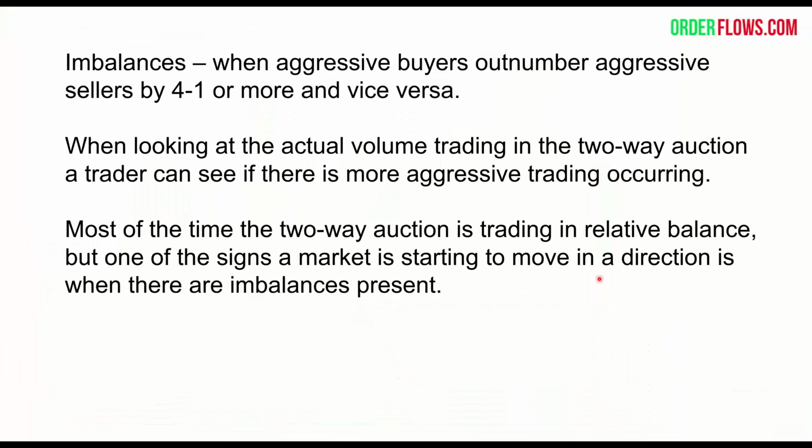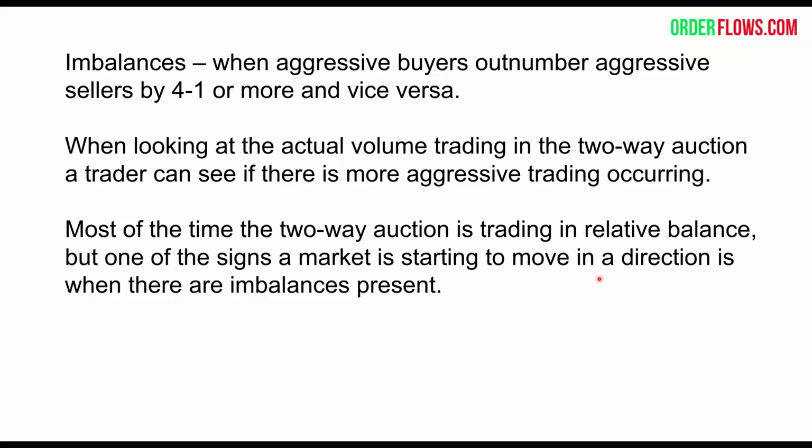Now, imbalances occur when aggressive buyers outnumber aggressive sellers by 4-1 or more, or vice versa. So you could have aggressive sellers outnumbering aggressive buyers. And when looking at the actual volume trading in the two-way auction, a trader can see if there's more aggressive trading occurring. But you have to look at a footprint to see it. You're not going to see it on a DOM, because on a footprint it will print a certain color. On a DOM, it's just gone. And forget about looking at time and sales.